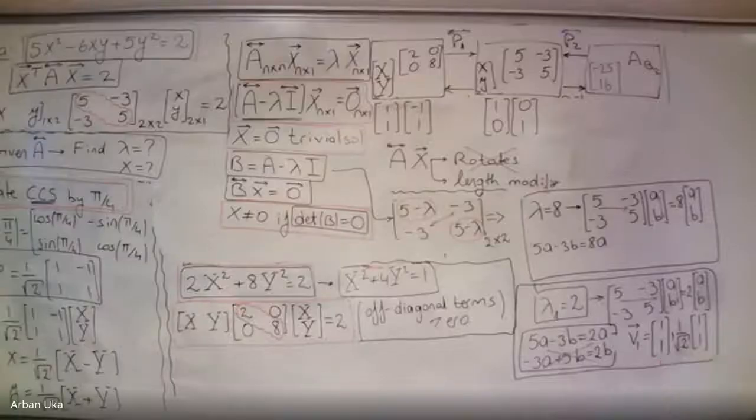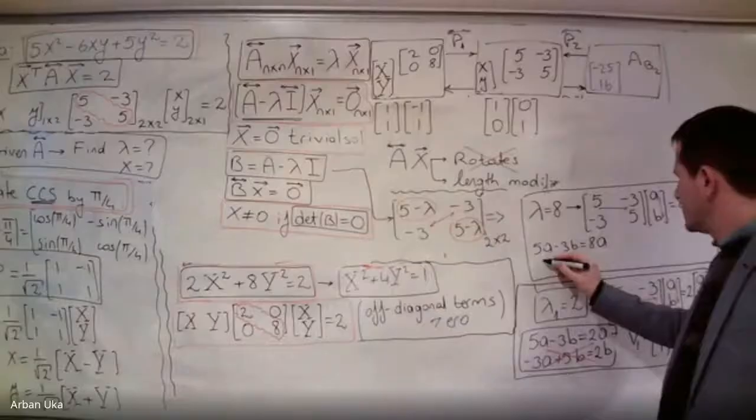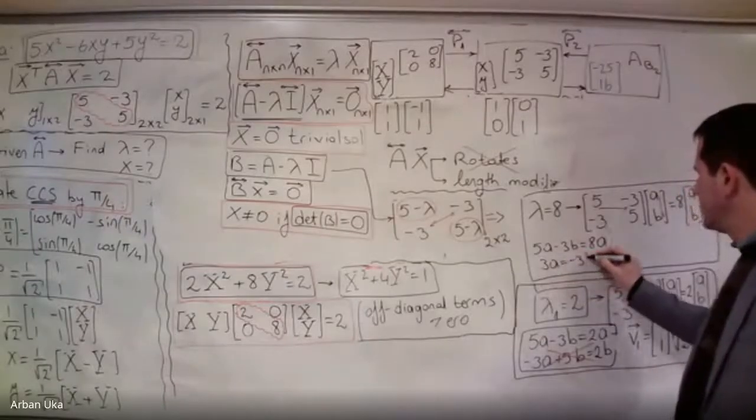Shall we write the second equation? Yes. And from the first equation, we get 3A equal to minus 3B. This is 3A, this is equal to minus 3B. So in principle, A equal to minus B.